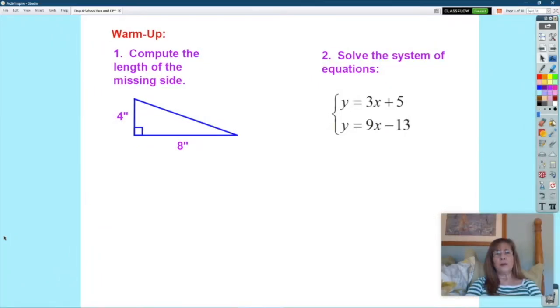You should probably pause the video and try the warm-up and then come back and we will work on it together. So now that we're back, we're computing the length of the missing side. And this one isn't so bad because the missing part is the hypotenuse.